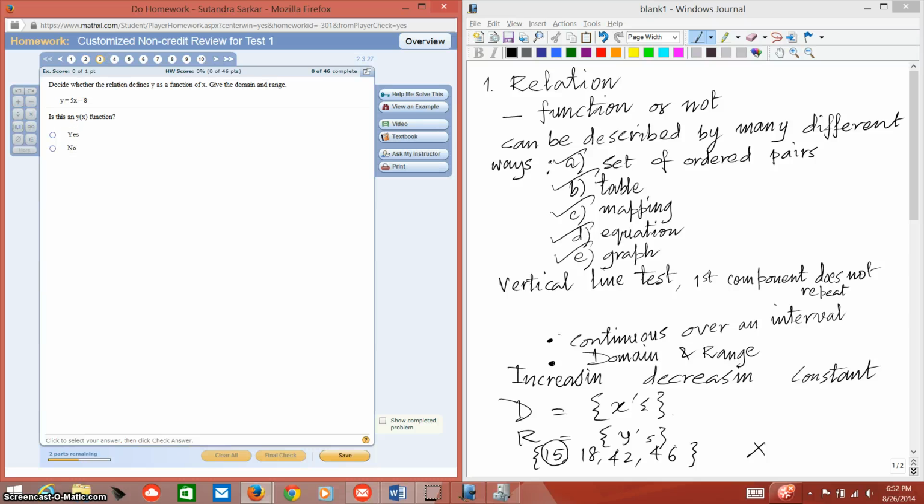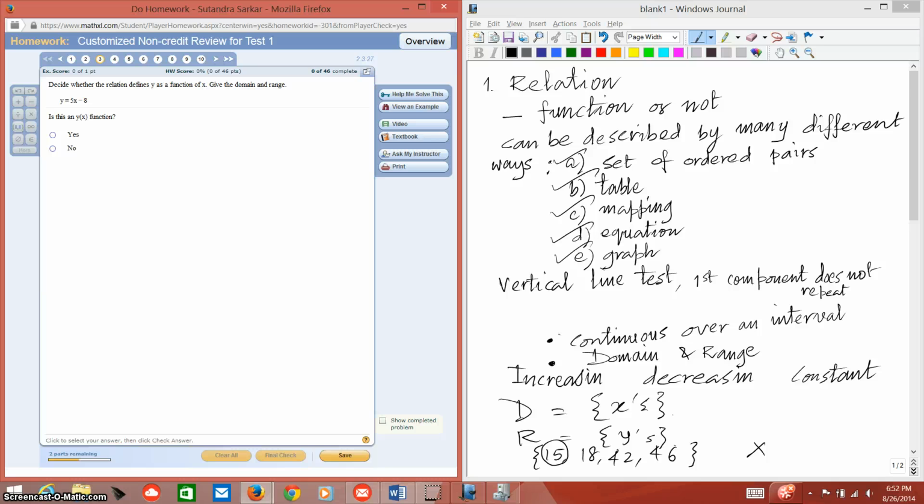For the next one, which is y equals 5x minus 8, this can be done in two different ways. You can substitute some values for x, all different types of real numbers. You can think of positive, negative, 0, and if you can come up with a unique y, then you know it is going to be a function.